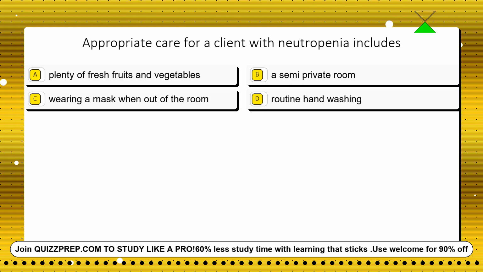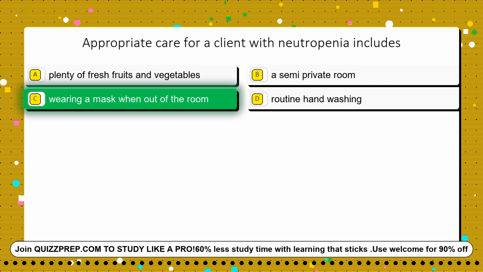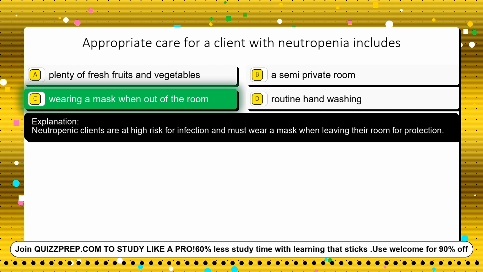Question 53. Appropriate care for a client with neutropenia includes Option A. Plenty of fresh fruits and vegetables. Option B. The semi-private room. Option C. Wearing a mask when out of the room. Option D. Routine hand washing. The correct answer is option C. Wearing a mask when out of the room. Neutropenic clients are at high risk for infection and must wear a mask when leaving their room for protection.